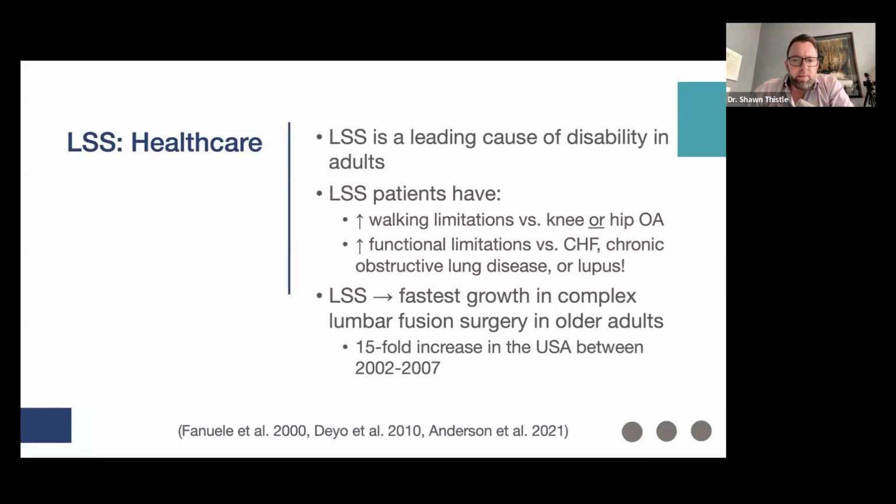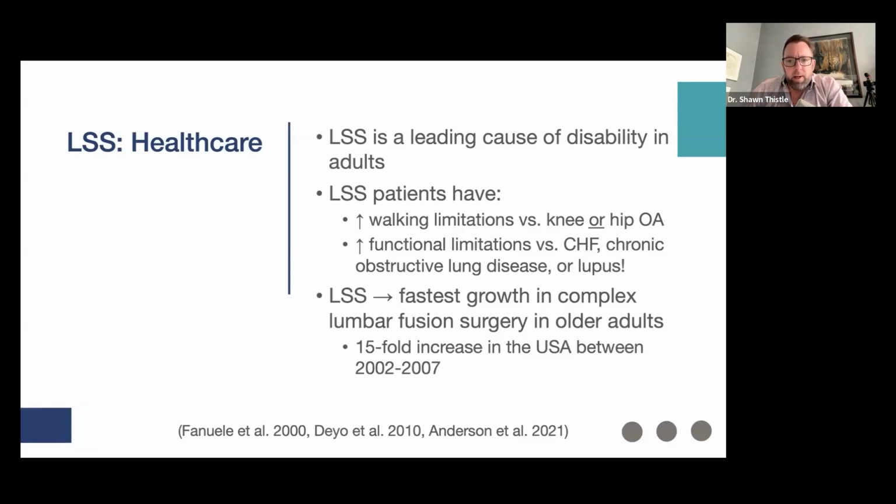They also show increased functional limitations compared to those with congestive heart failure, that's CHF, chronic obstructive lung disease, or lupus. So the point here is that lumbar spinal stenosis is an incredibly limiting condition from a functional perspective. And often that boils down to something as simple as, I can't walk like I used to walk.